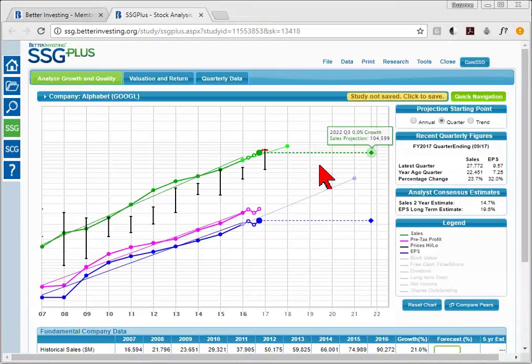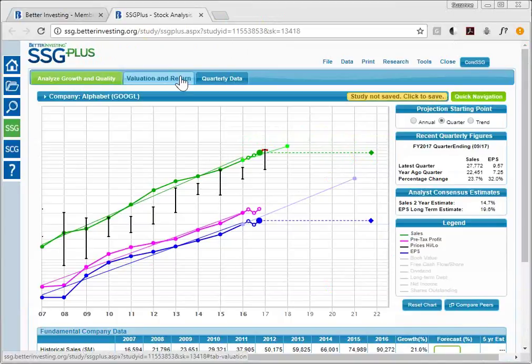And let's get acclimated again. Here's our big visual graph area. Here's our tabs on the side. Here's that SSG we're talking about. Here are our tabs across the top. And let's explore this screen a little bit.